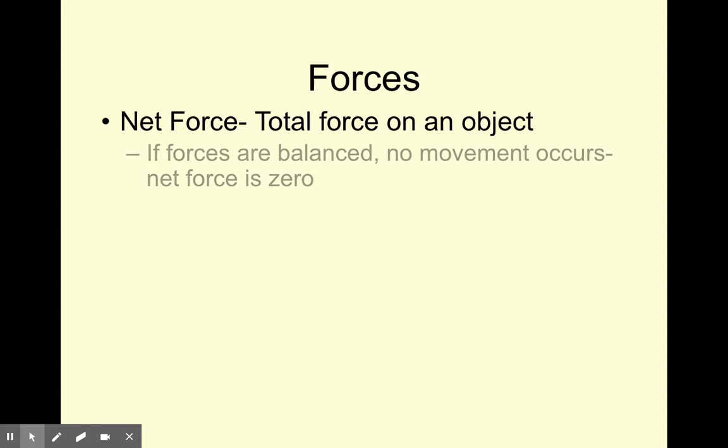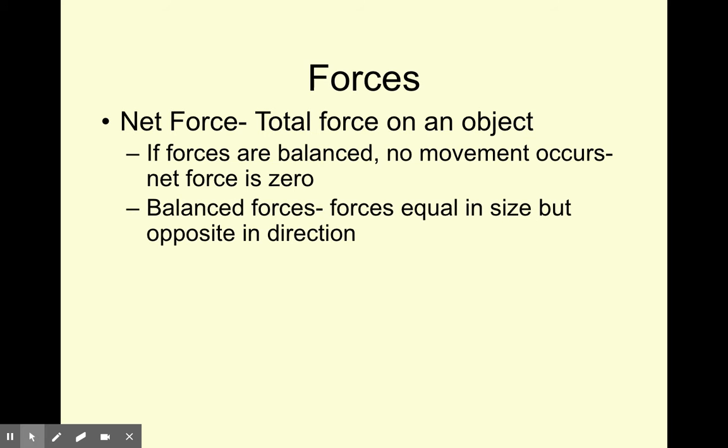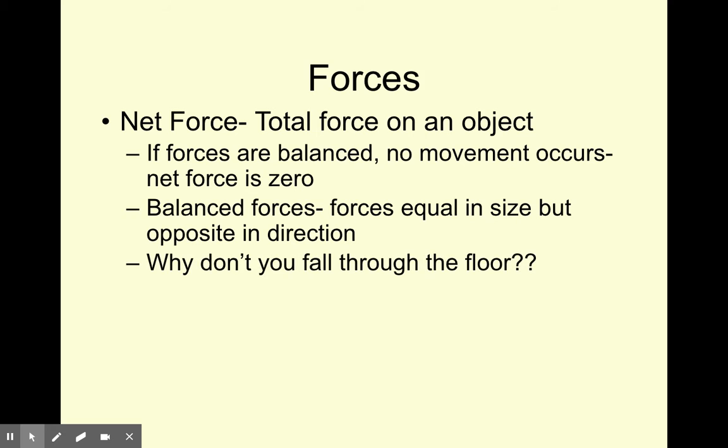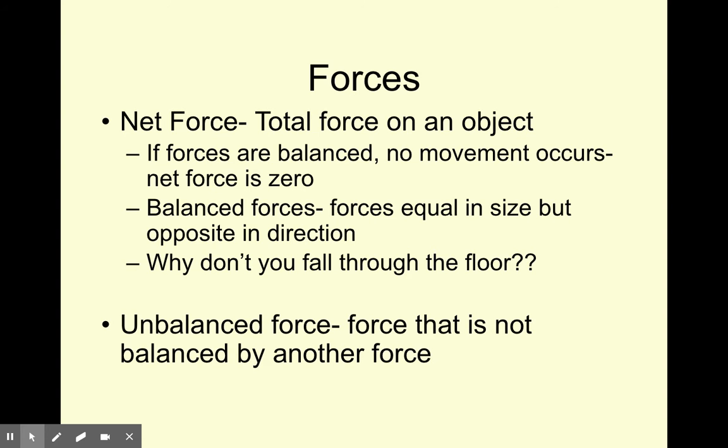Net force is the total force on an object. If the forces are balanced, no movement occurs and net force is zero. Balanced forces are equal in size but in opposite directions. Why don't we fall through the floor? Because those forces up and down are balanced. Unbalanced forces: a force that is not balanced by another force.